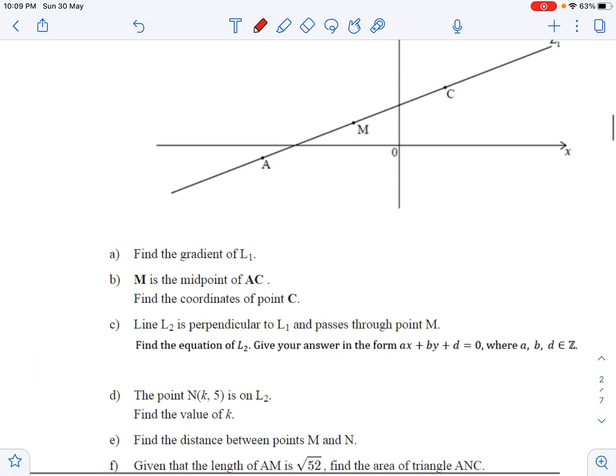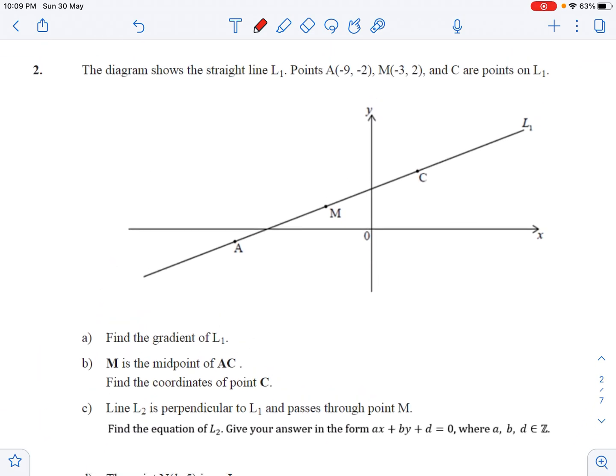All right, question number 2. This is a little bit of a tricky one because we're given just the coordinates of points A and point M here. And point A is at -9, -2. And point M is at -3, 2.